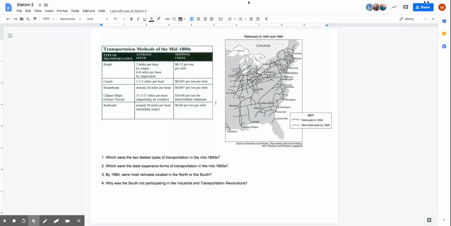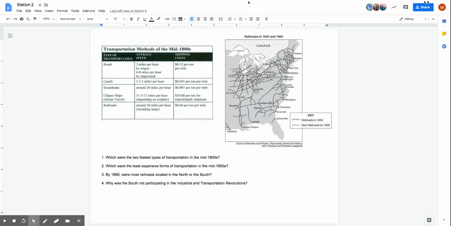When you look at the South, there's not as many railroads, but they were more of an agricultural society. Their big cash crop was cotton, and that was a very labor intense crop. Therefore, they had slaves working in the fields for that.